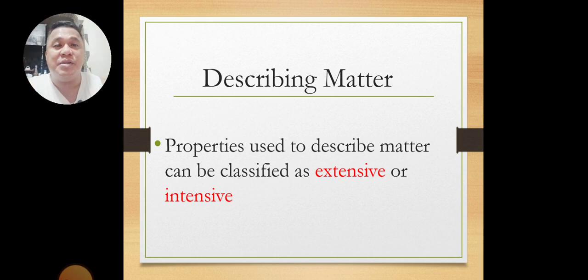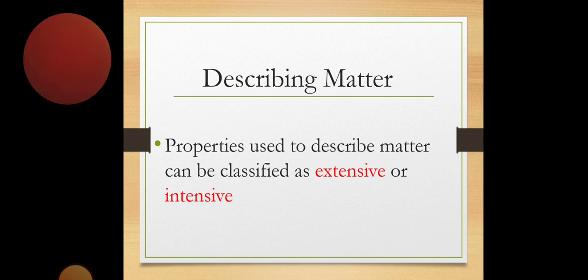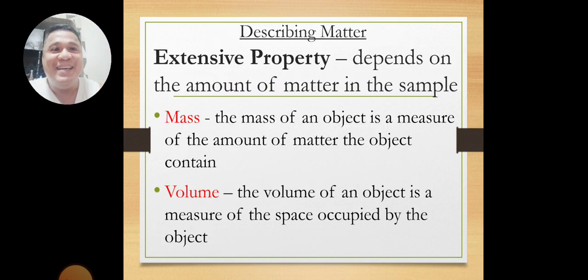So in describing matter, the properties used can be classified as extensive or intensive properties. Okay, an extensive property depends on the amount of matter in the sample. So take note, amount of matter. It could be in the form of mass and volume. The mass of an object is a measure of the amount of matter the object contains, while the volume of an object is a measure of the space occupied by the object.